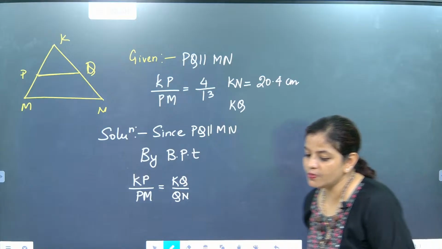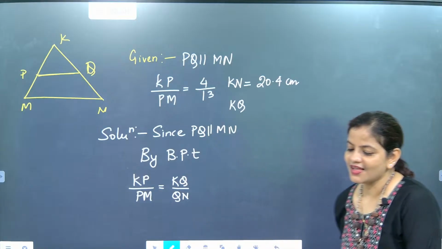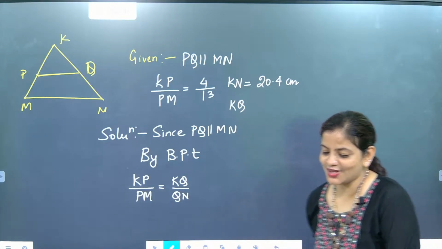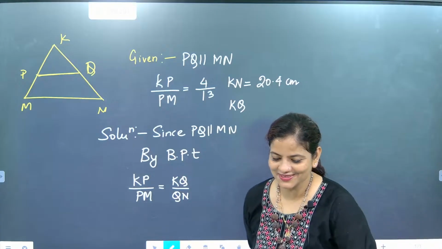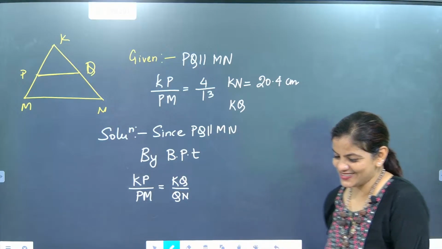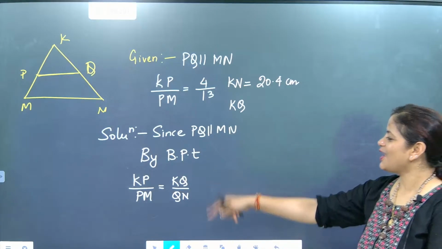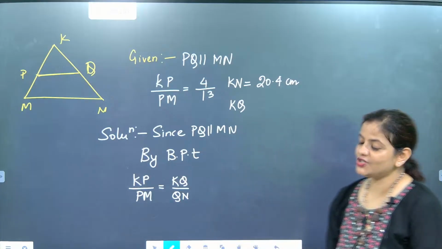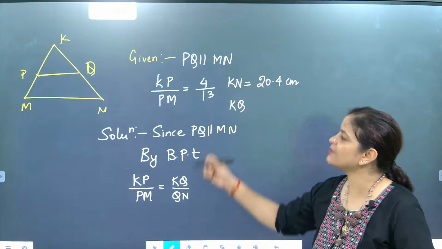Understood? KQ by QN. Otherwise, Mansi ma'am will not give material. She is very stubborn. KP by PM is equal to KQ by QN, beta, by basic proportionality theorem.